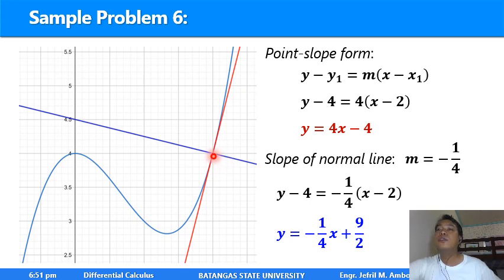Tapos dun sa point na yun, may tangent line. Ito siya, yung red line, na ito yung equation. Tapos, dun sa point na yun, may dadaan na isa pang line, pero perpendicular naman. So ito siya. Ayan. Kita-kita natin 90 degrees yung intersection nila. So this line is this equation. Ito po yung equation ng blue line na ito. Okay. So ayan, madali lang.